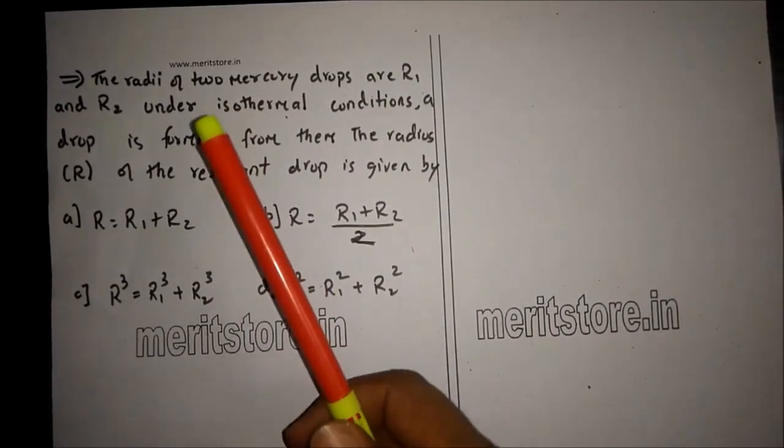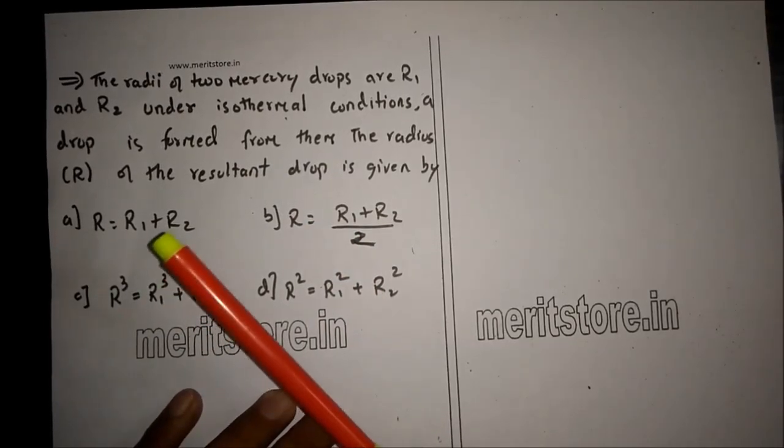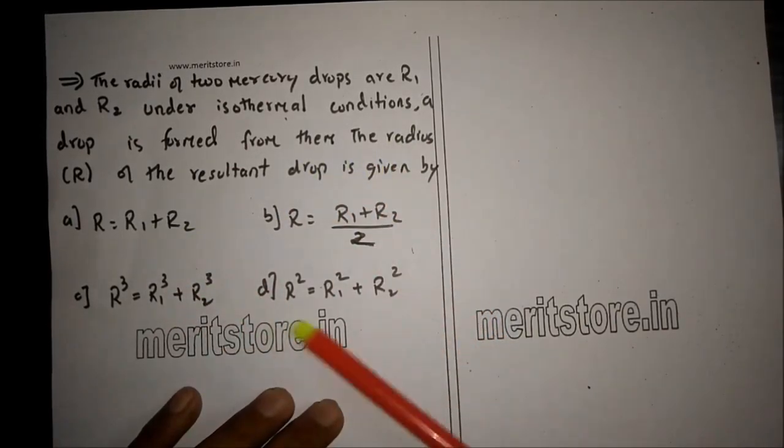The radii of two mercury drops are R1 and R2 under isothermal conditions. A drop is formed from them. The radius R of the resultant drop is given by, here are the options.